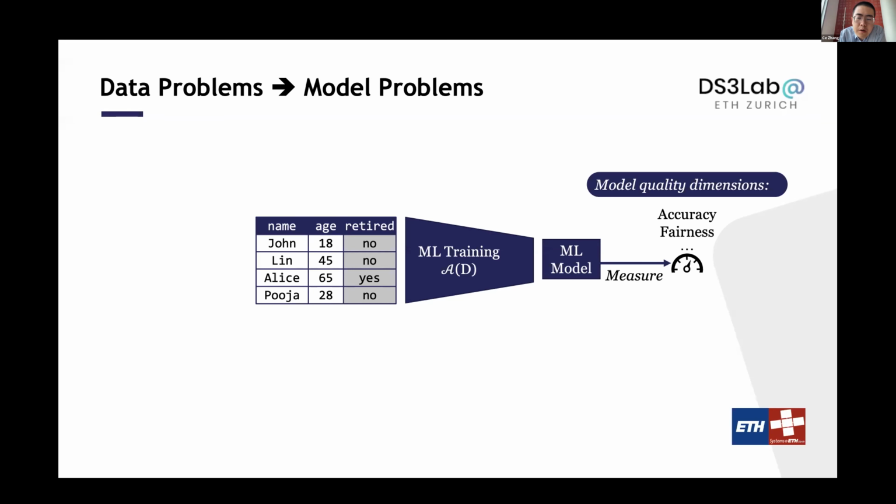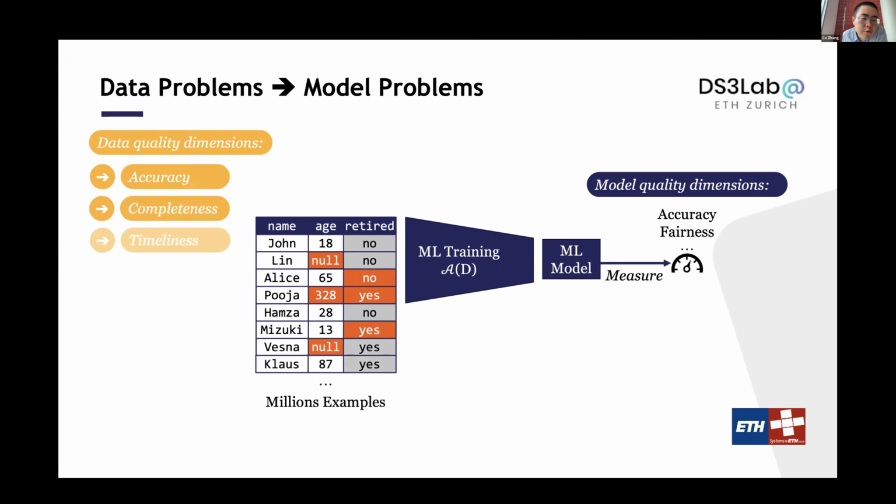But this is actually not what happens in practice, because in practice, your data is never as beautiful as this. It could be a whole bunch of data problems. There could be missing values, there could be wrong values. And if you look at database literature, we have four different dimensions of data quality that people have been working on over the years. And there's clearly a mapping from the data quality problem to the model quality problem.